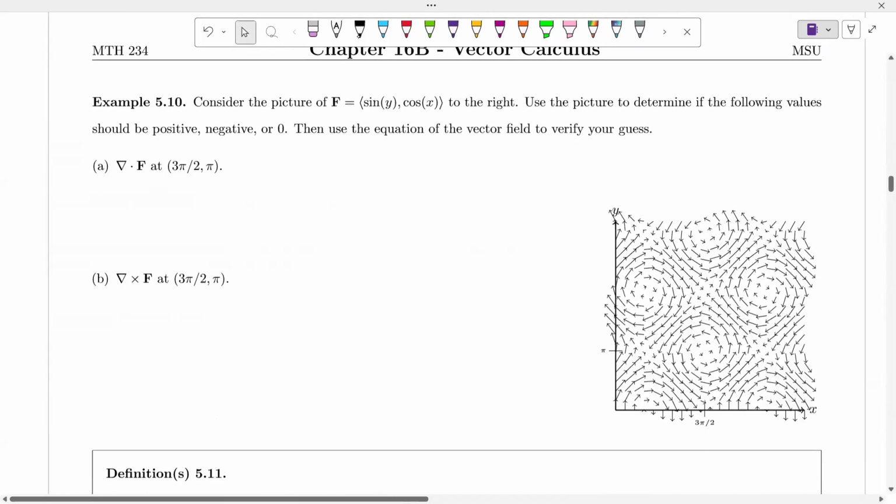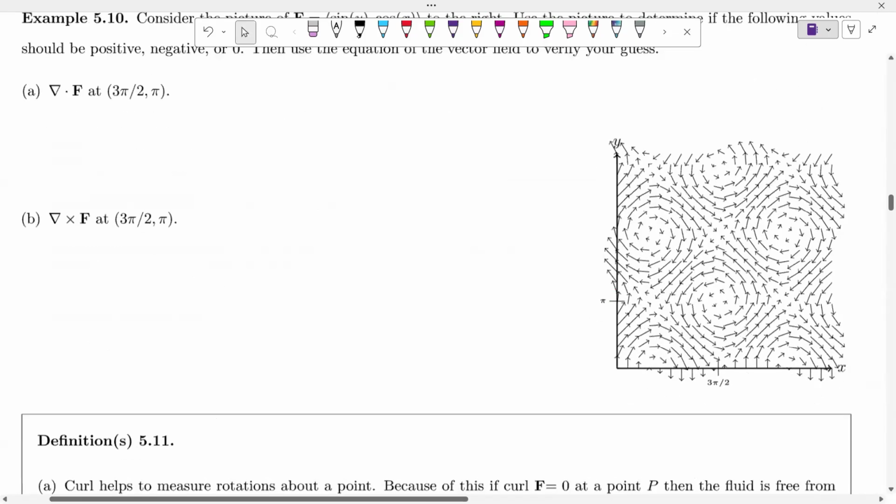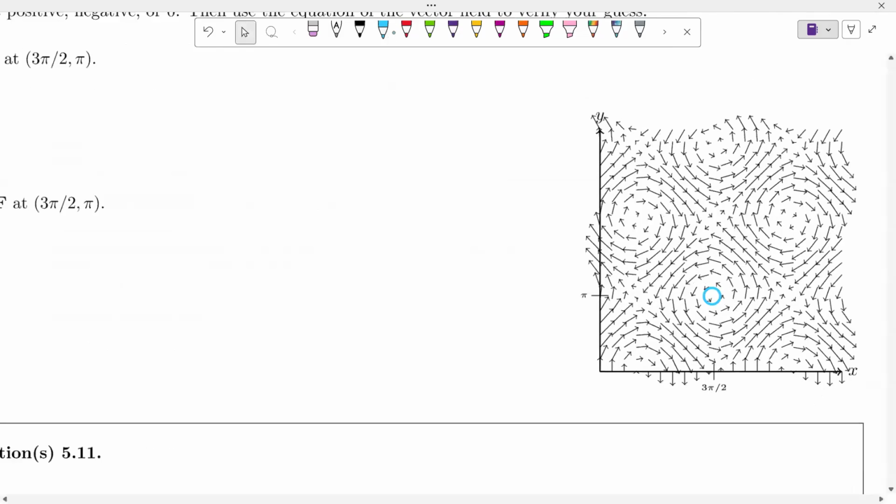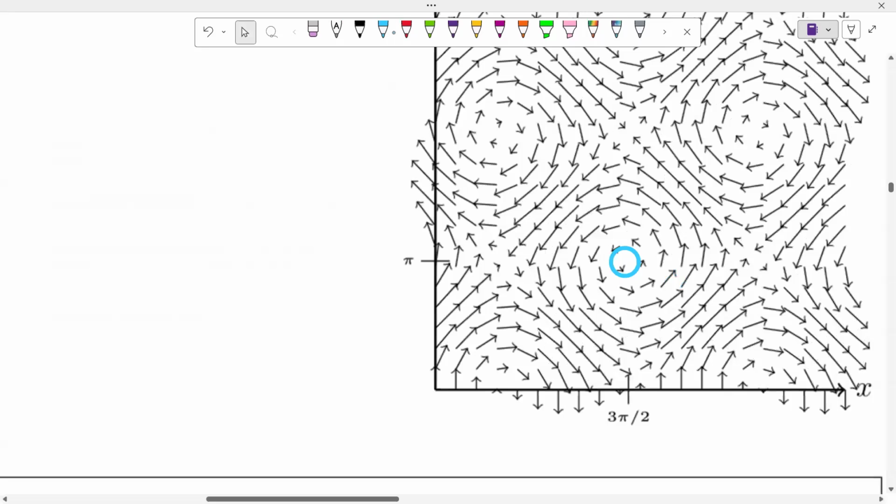Going over one more field example. So, introduce a new field, but this time we'll be at the point 3 pi over 2, pi, which will be that point right over there. And again, look at the curl and the divergence.